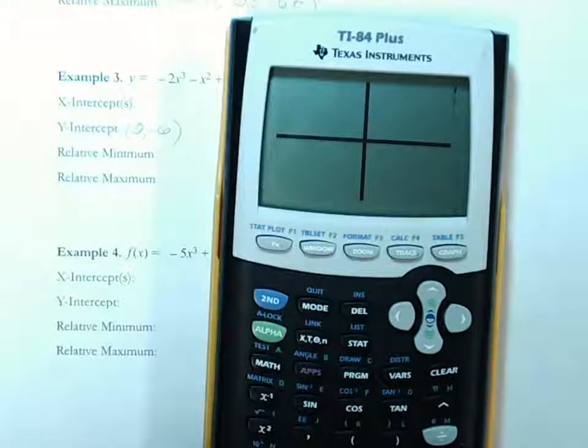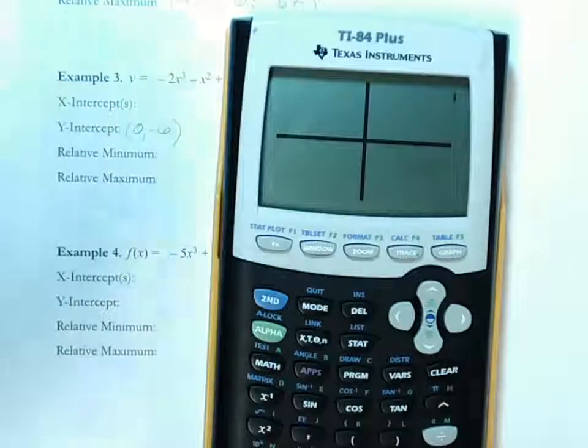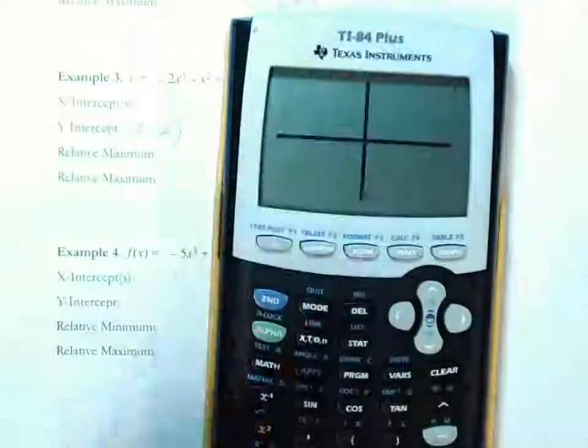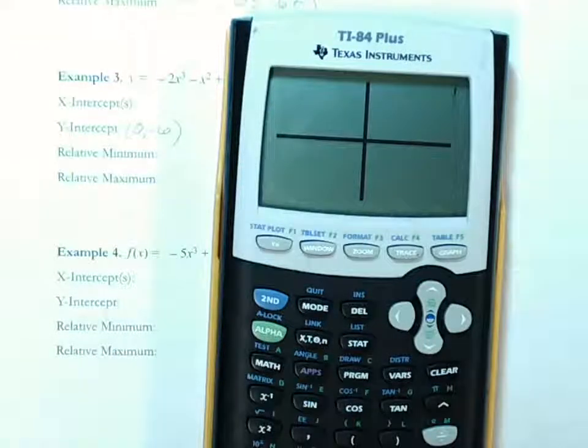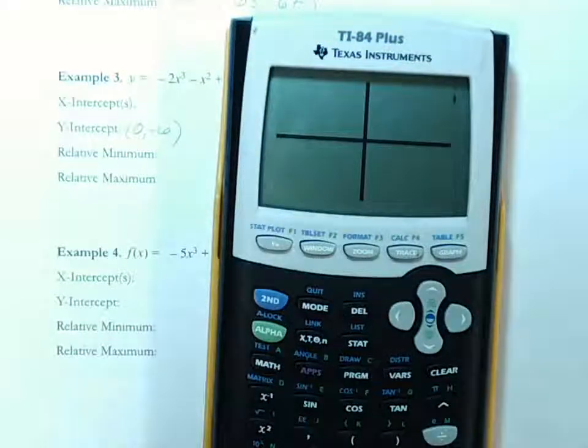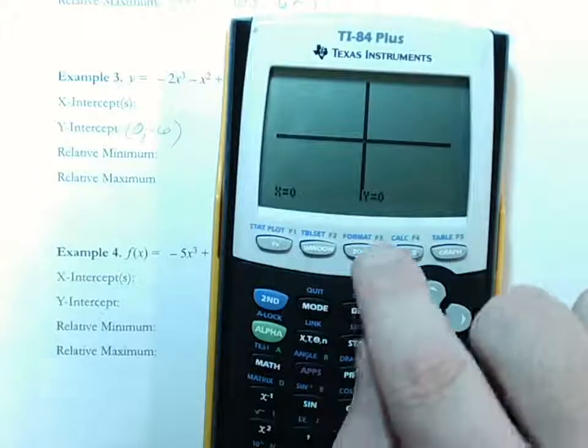The problem is when you zoom out, the more you zoom out, the more compressed the graph gets onto the y-axis, and you stop being able to see it, which kind of stinks. I'm going to try something else. We'll see if this works. I'm going to hit zoom.